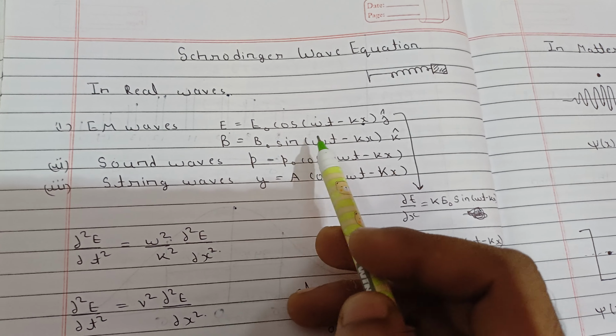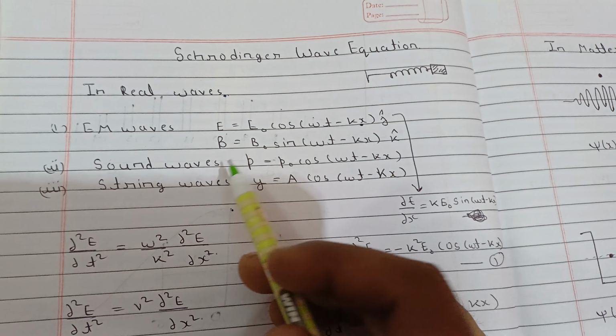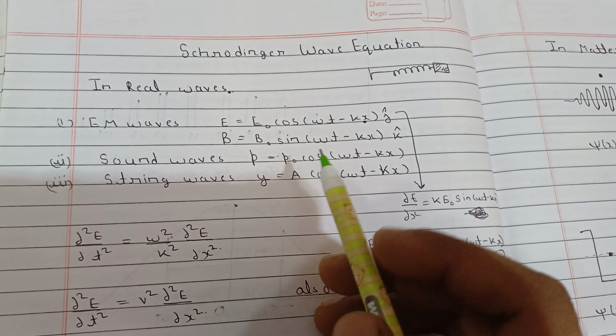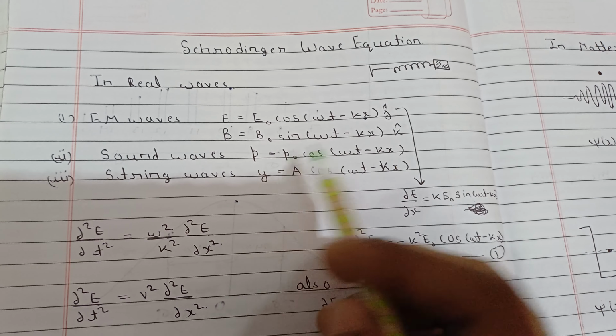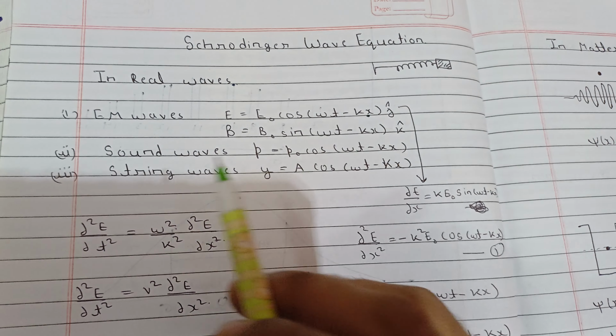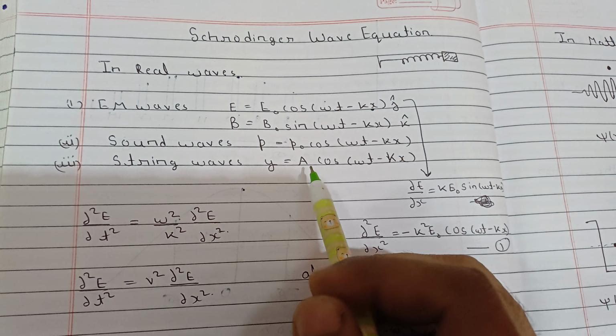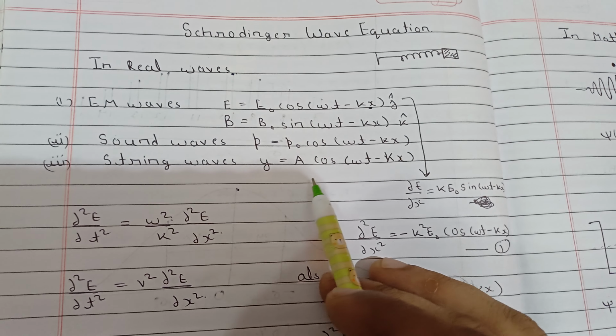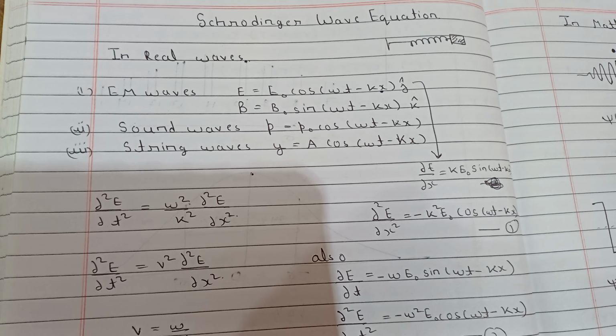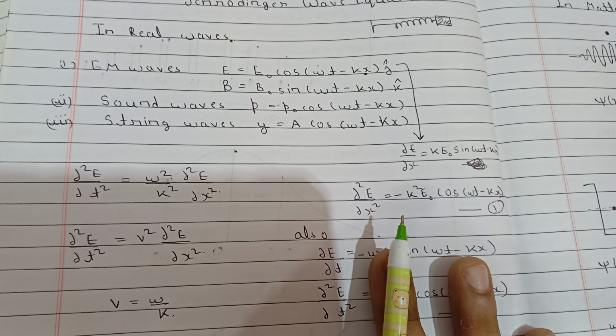For the electric field it is E naught cos(omega t minus kx), a cosine wave, and for B it is a sine wave, and for P this is pressure. So for sound, you can describe your sound wave in terms of pressure. Same as for string waves, you can define your string wave in terms of displacement, that is your amplitude. That's how you can define these different waves in real terms.